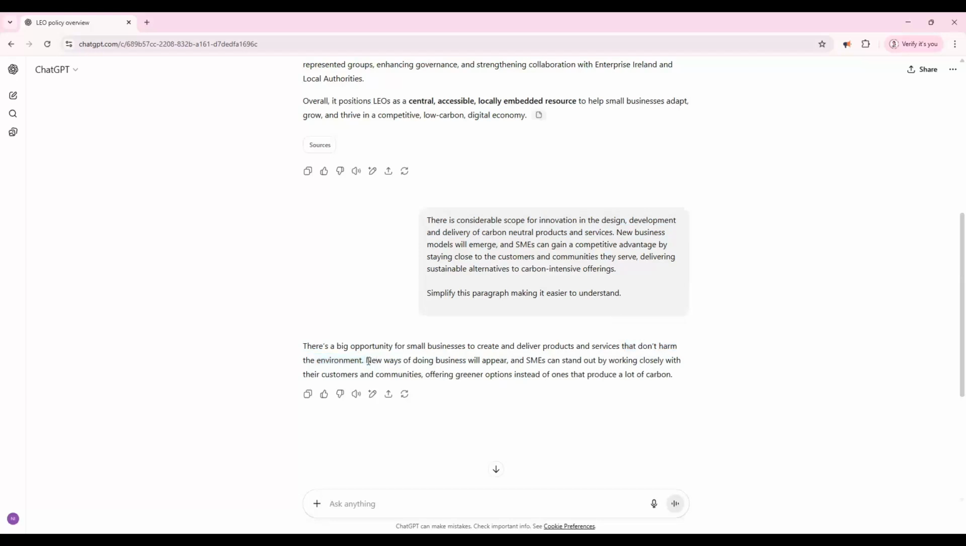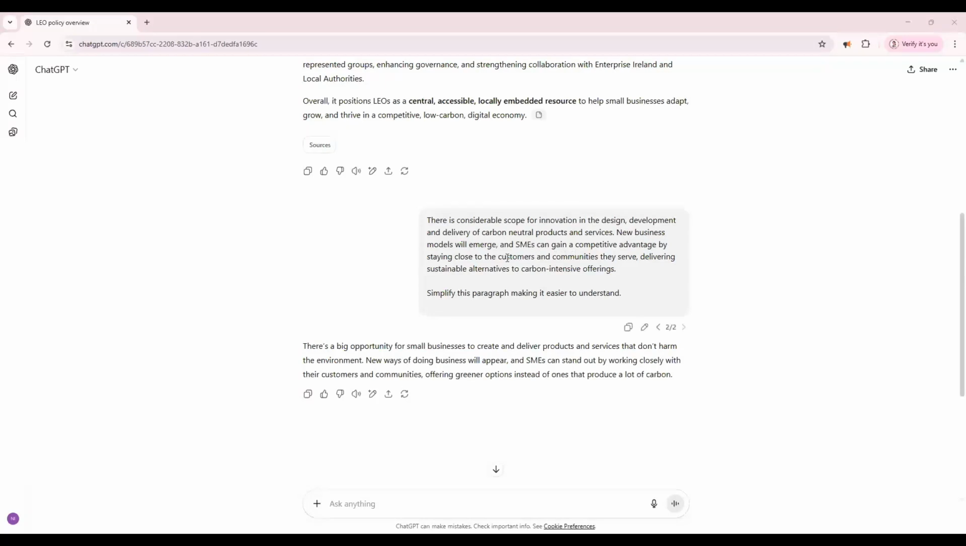So then it goes on to say, new ways of doing business will appear. Okay, that's straightforward. And SMEs can stand out by working closely with their customers and communities, offering greener options instead of the ones that produce a lot of carbon. So again, that sentence, while it's still a little bit on the longer side, it is easier to understand.